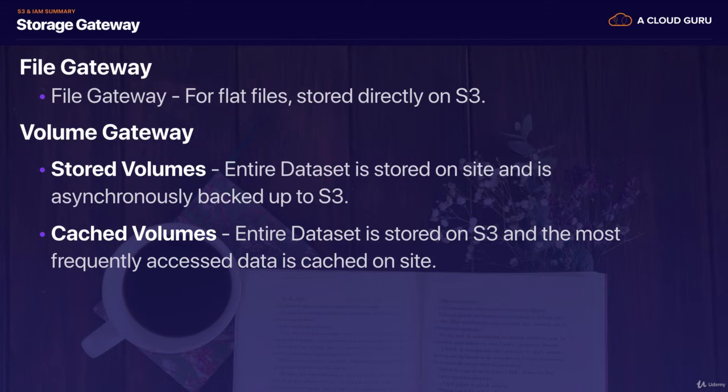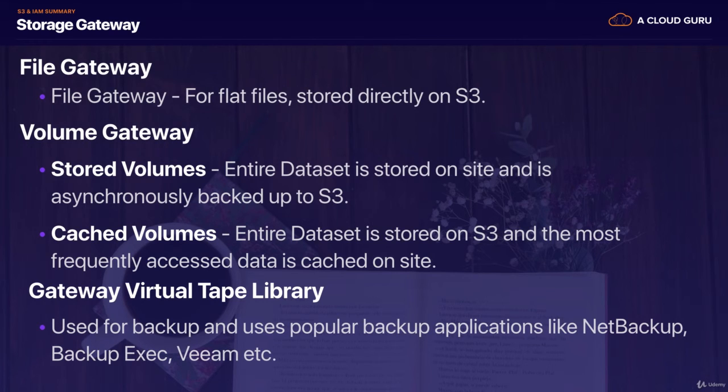Then we also have cached volumes, and this is where the entire data set is stored on S3, and only the most frequently accessed data is cached on site. And if you get those two confused, just look for the word cache. That's all you need to see, or cache, however you want to pronounce it, whether you're Australian or American. We also then have Gateway Virtual Tape Library, and this is used for backups, and it works with really popular backup applications like NetBackup, BackupExec, Veeam, etc. And it's a great way of getting rid of your physical tapes.